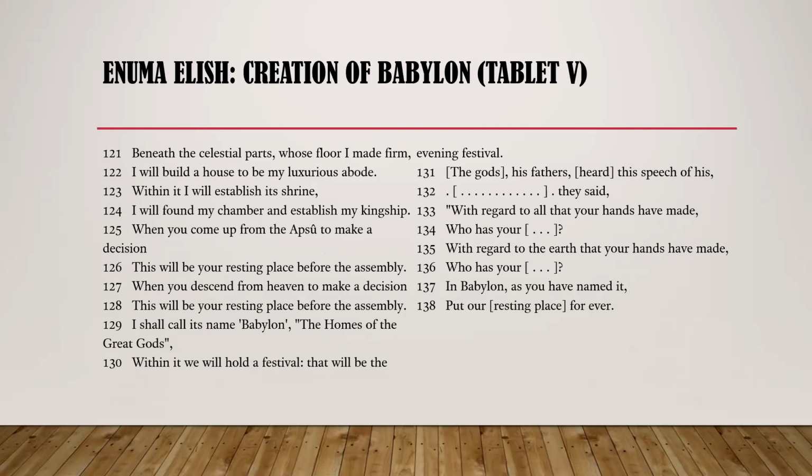Beneath the celestial parts, whose floor I made firm, I will build a house to be my luxurious abode. Within it I will establish its shrine, I will found my chamber and establish my kingship. When you come up from the Apsu to make a decision, this will be your resting place before the assembly. When you descend from heaven to make a decision, this will be your resting place before the assembly.